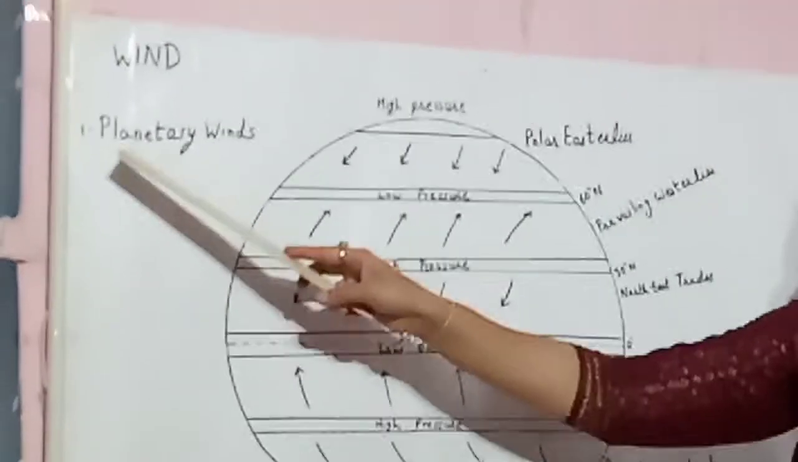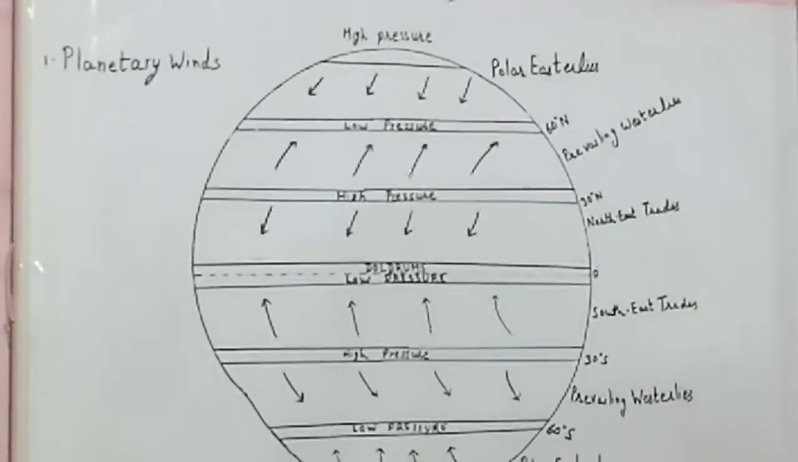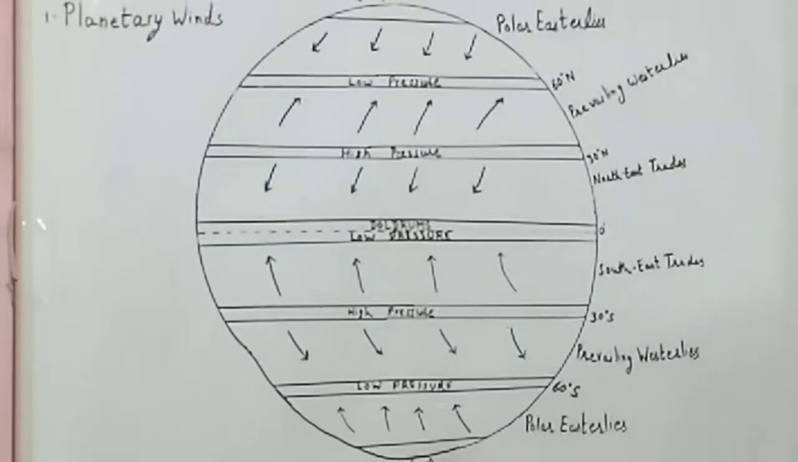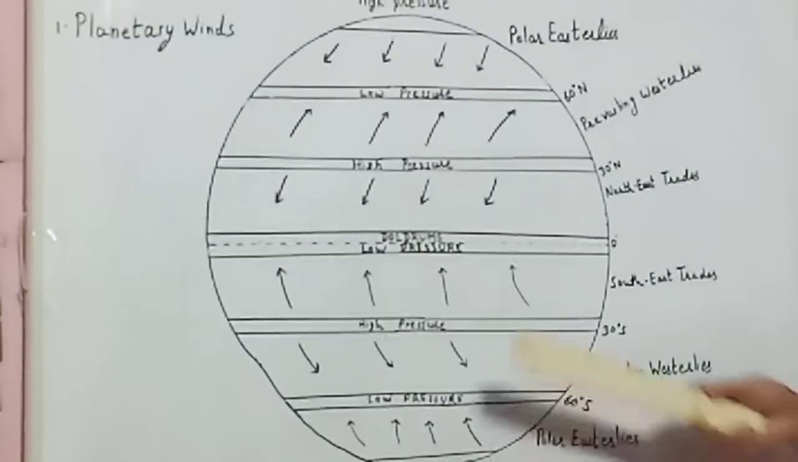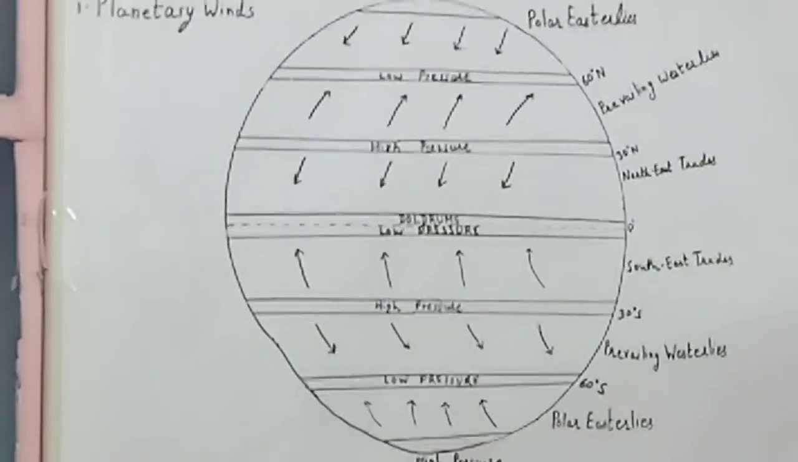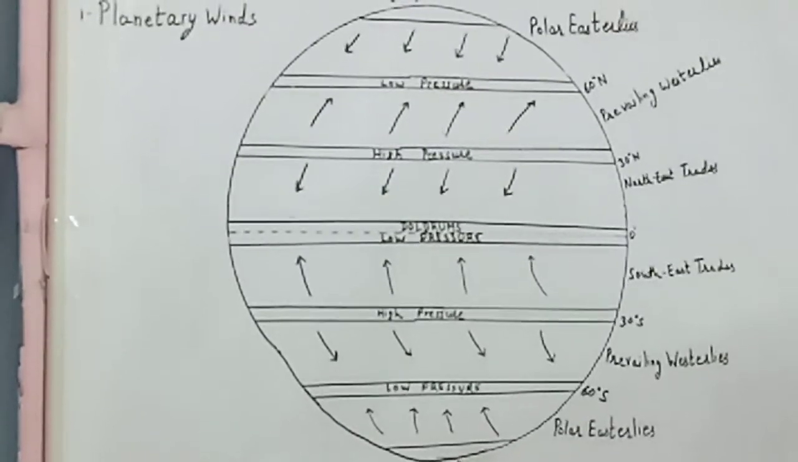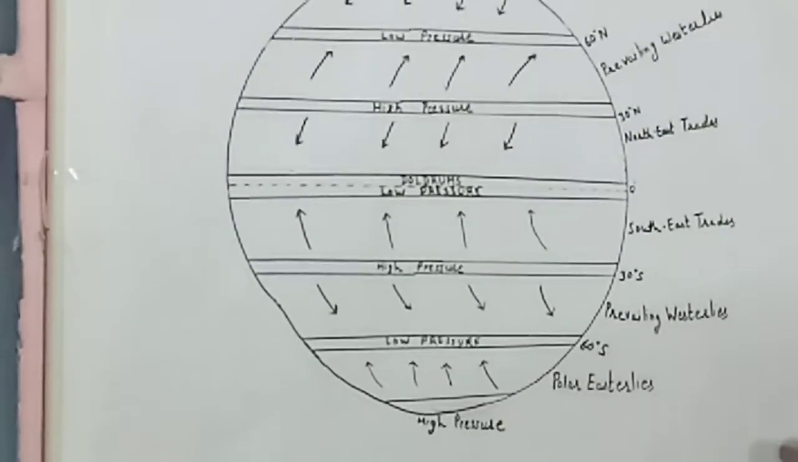First is planetary winds. Planetary winds are also called permanent or prevailing winds, as they blow the year round in the same areas. First wind is trade winds. Trade winds blow from the subtropical high pressure belts, the horse latitudes, towards the equatorial low pressure belt.